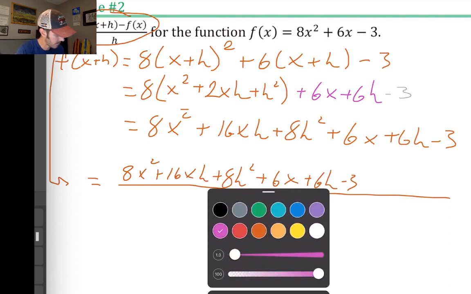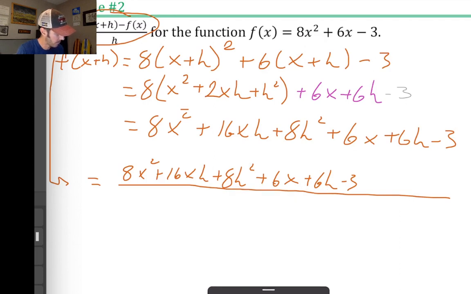so I'm going to switch pen colors here. Give me something dramatic. Let's move over to blue. There we go. We have to subtract f of x. That's 8x squared plus 6x minus 3. And then that whole thing gets divided by h.